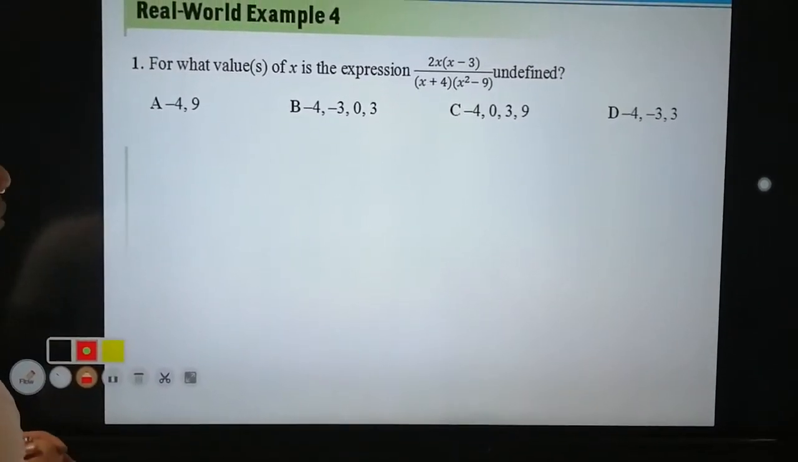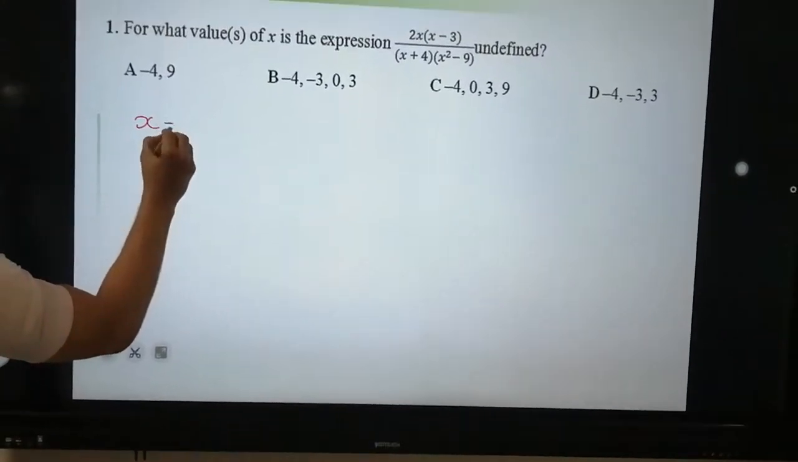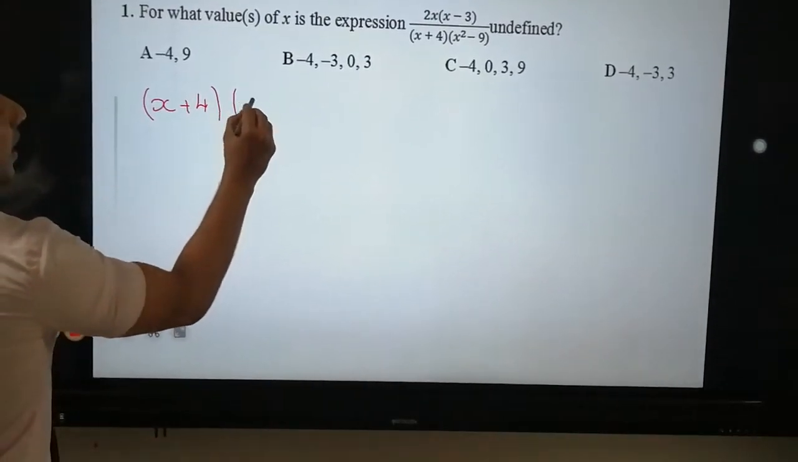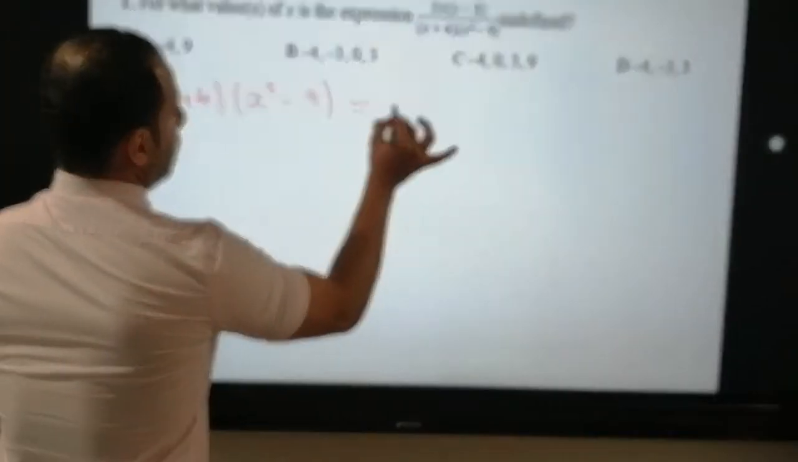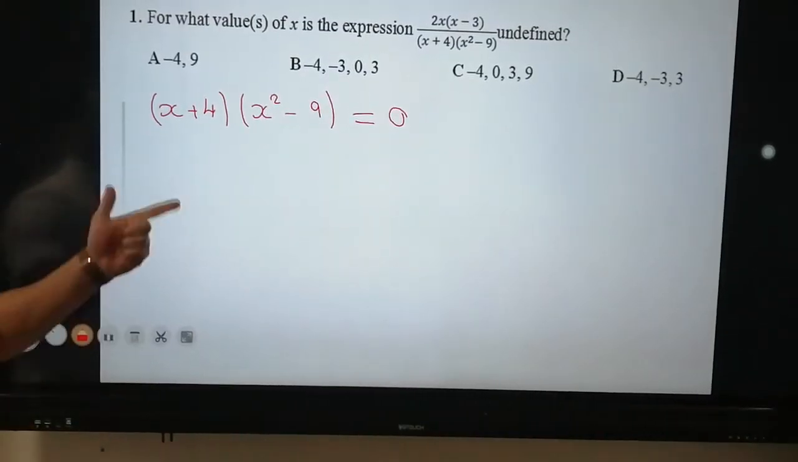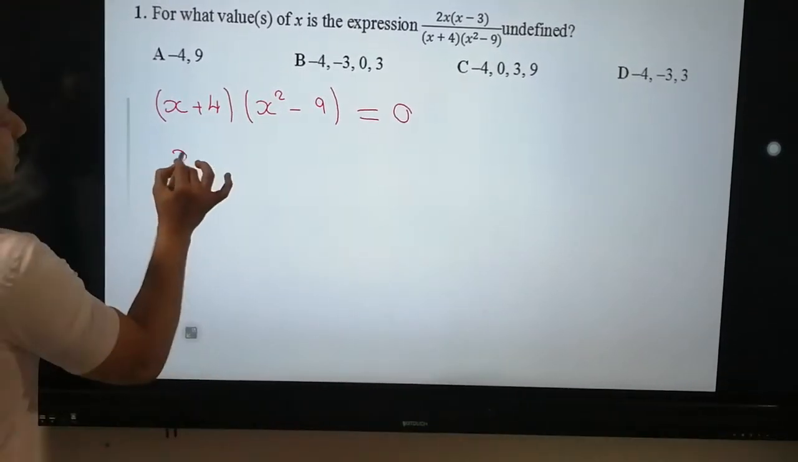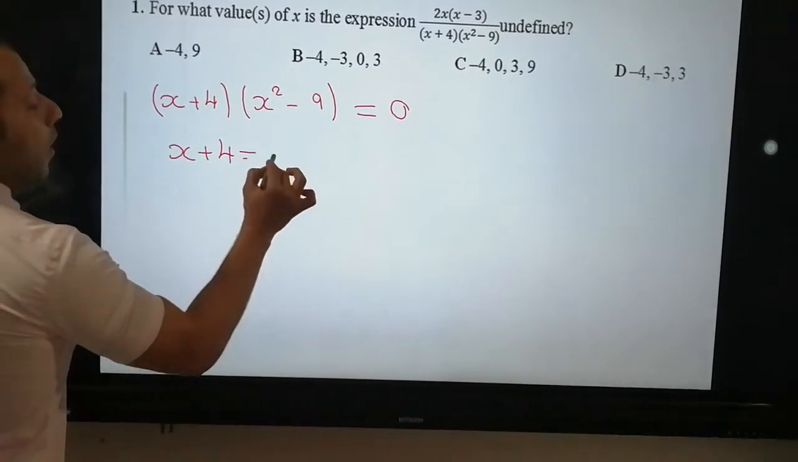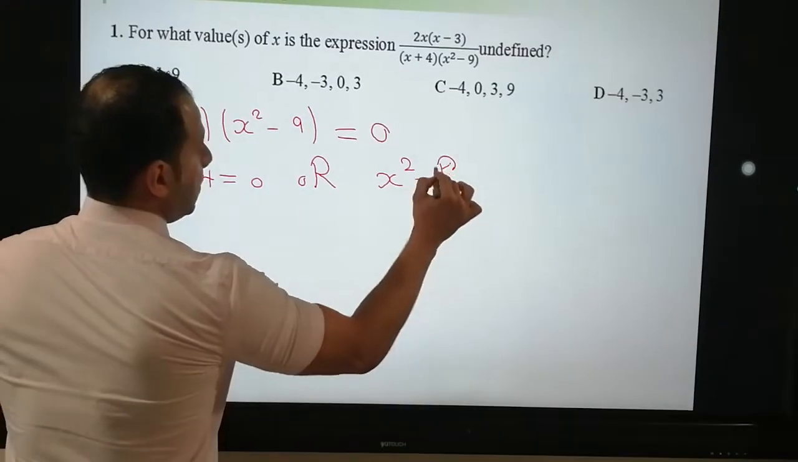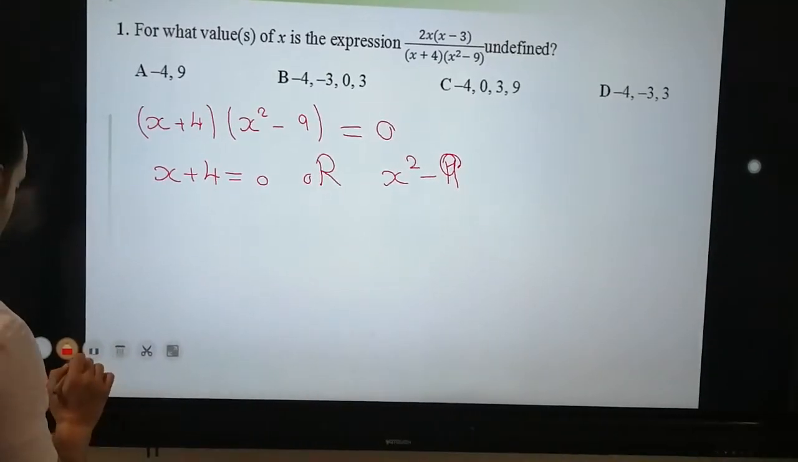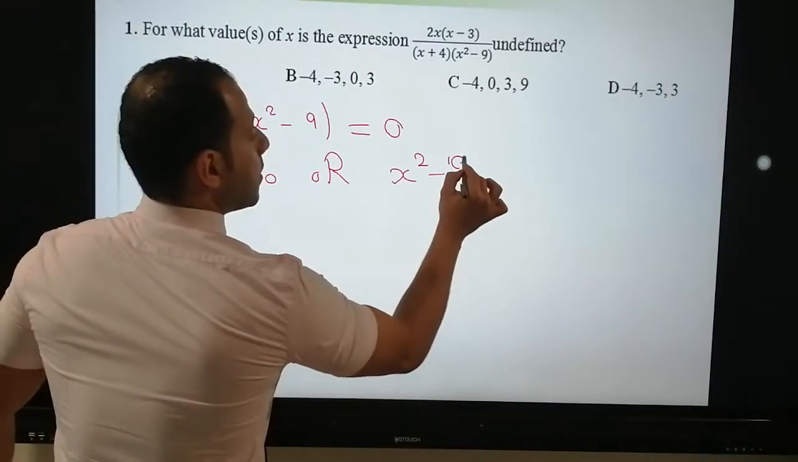We get the denominator first. Our denominator is x plus 4 multiplied by x squared minus 9, and we set it equal to 0. To get the zeros, two brackets multiplied equal to 0 means one of the two numbers is equal to 0. Maybe the first bracket is equal to 0, or the second bracket, x squared minus 9, is equal to 0.